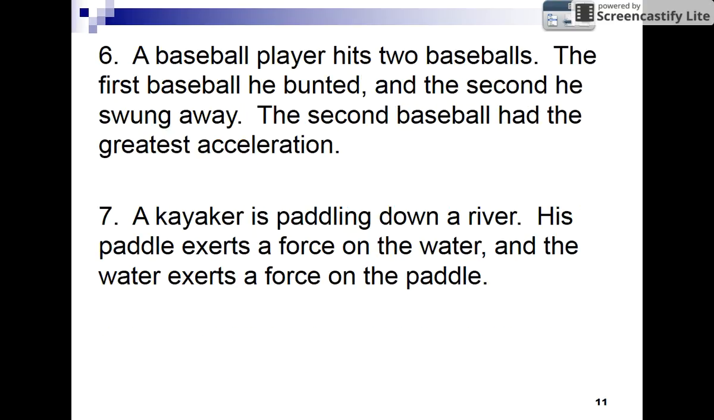Number 6, a baseball player hits 2 baseballs. The first baseball he bunts, so he doesn't hit it with a lot of force. The second one he swings away, so it's out of the ballpark, so therefore he's hit that one with a lot of force. So the second ball ends up having a greater acceleration than the first. Again, hopefully you realize that this is the second law. We are manipulating that equation again, F is equal to ma.